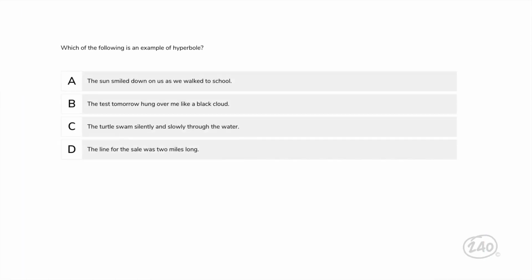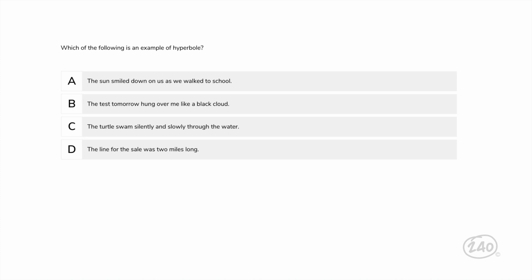Now for the next course, I will be serving types of text with the side of figurative language. Bon appetit. Which of the following is an example of a hyperbole? Now I know hyperbole wasn't one of the terms on the list earlier, but let's still give it our best shot. The sun smiled down on us as we walked to school.